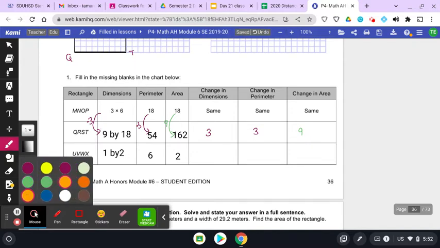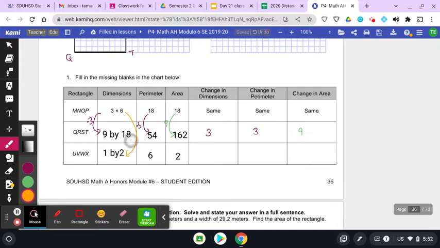If we look from the original to the reduced one, here we made it 1/3 as big. The perimeter became 1/3 as big, but the area became 1/9 as big.